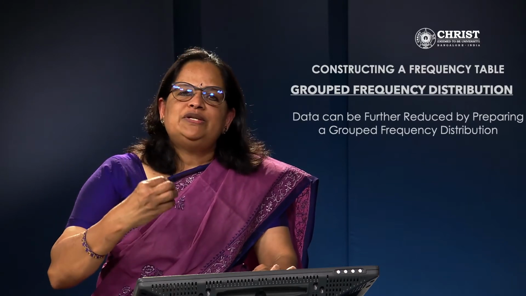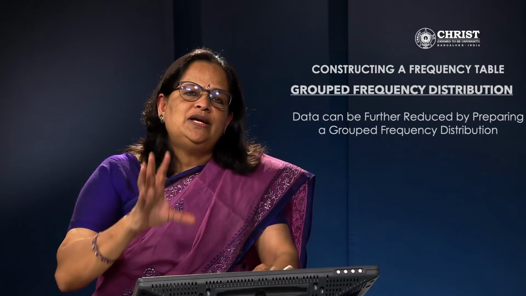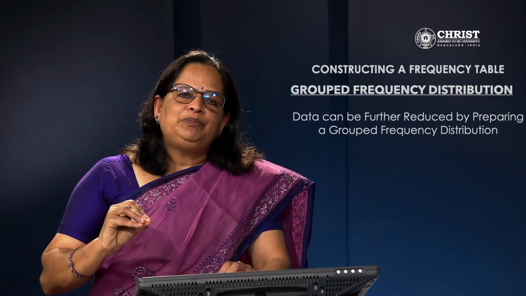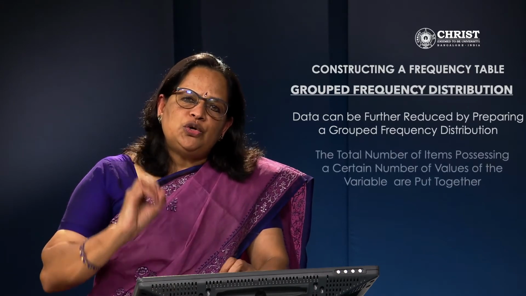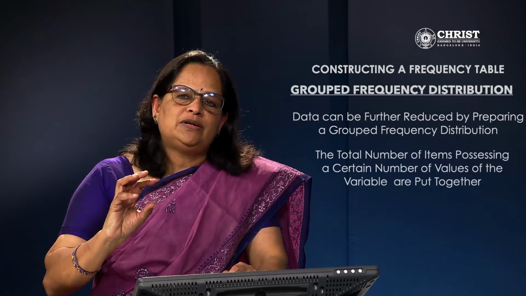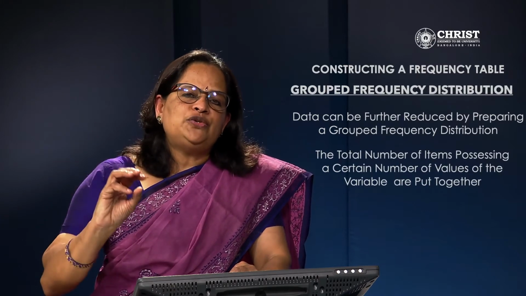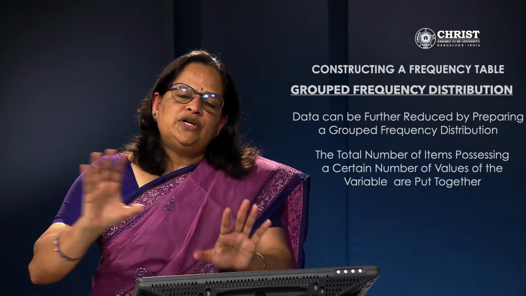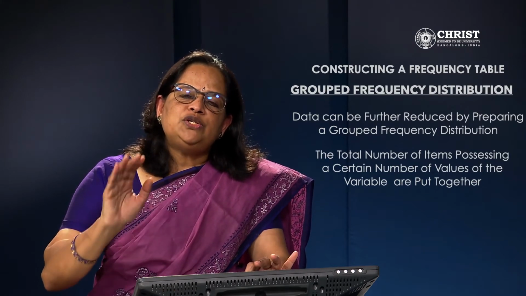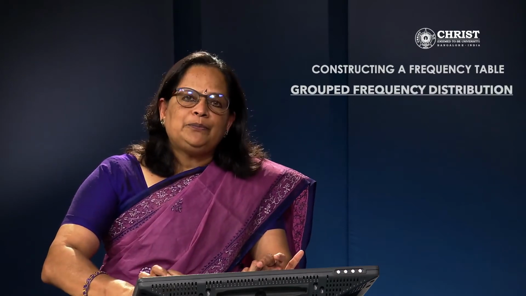So what is group frequency distribution? You have seen marks of students 0 to 10, 10 to 20, 20 to 30. That is the group frequency distribution, and the frequency values will be there on the table. So in a group frequency distribution, the total number of items possessing a certain range of values of the variable are put together. So 0 to 10, how many students got 0 to 10 marks? If it's 5 students, that means 5 students got marks between 0 and 10. So this is stated as the frequency of those values. So 5 is the frequency for 0 to 10, that class.